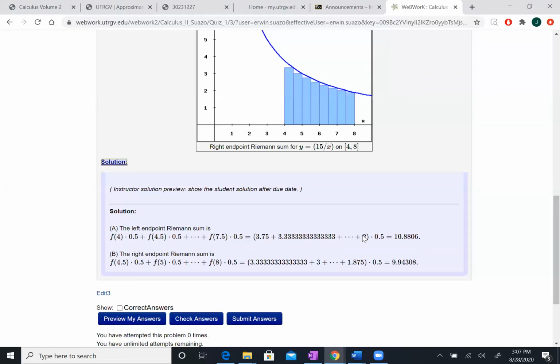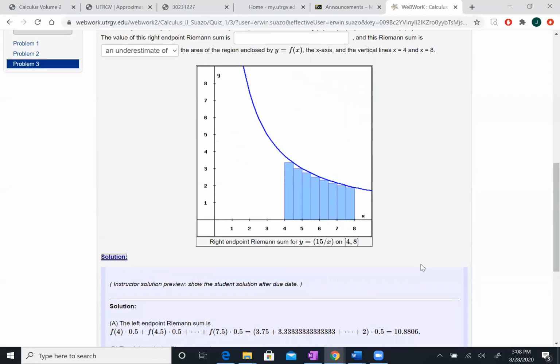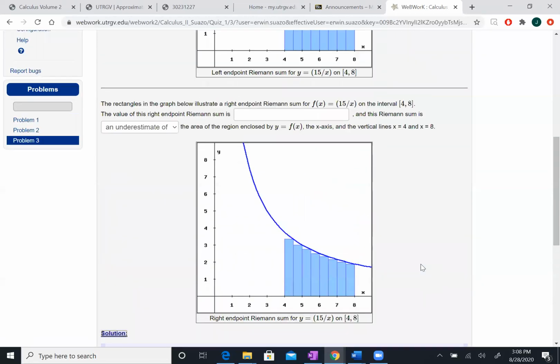And then you start calculating on your calculator, you should get 10.8806. And for the right-hand sum, you start over here. You start with F of 4.5 times 1/2 plus F of 5 times 1/2, and the last one will be F of 8 times 1/2. And then you add that, and that's an underestimate. Okay? So keep working on that quiz.